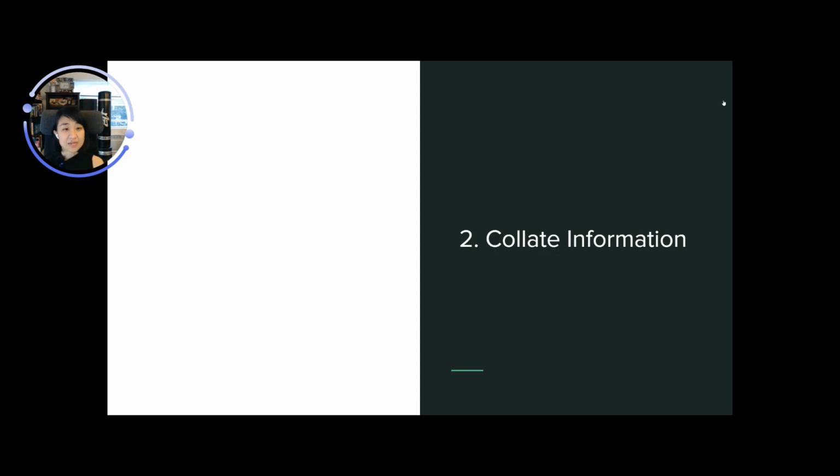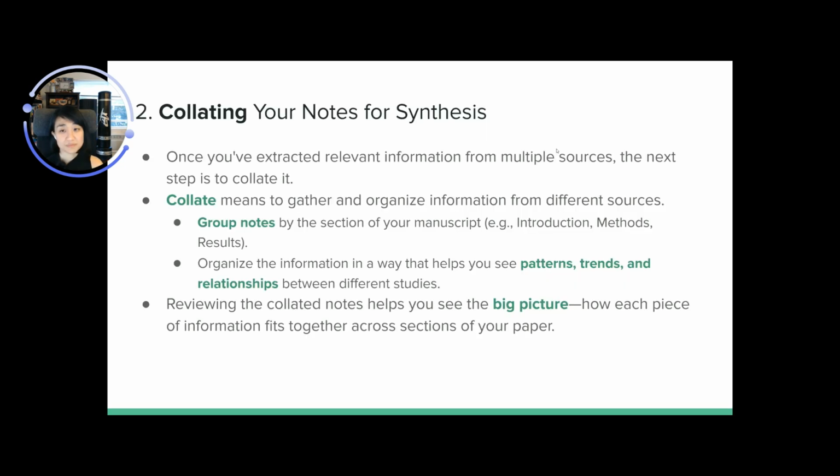Now that you've pulled out all the information, it's time to collate your information. All right. So what is collating? Collating means to gather and organize information from different sources. Okay, you're organizing things. So now you have pieces of information. You want to group them together. You group the notes by section of your manuscript. For example, introduction, maybe certain ones go into the method, certain one goes into the results section and discussion section.